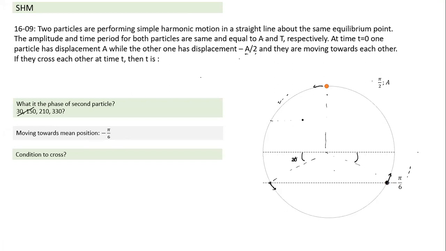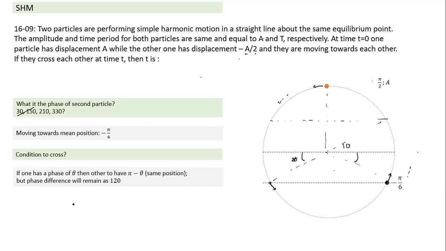And what has to happen for the y coordinates to be equal? If one of them has a phase angle of theta, the other one has to have an angle of 180 minus theta. So the condition for them to cross is that if one has a phase angle of theta, the other has to have pi minus theta, then only they'll be at the same position. And the second condition is that the phase difference has to remain 120. So one of them has a phase of pi minus theta, the other has a phase of minus theta. What is the difference between the two? Pi minus theta and minus theta has to be equal to 120 degrees. So what is the value of theta we get here?